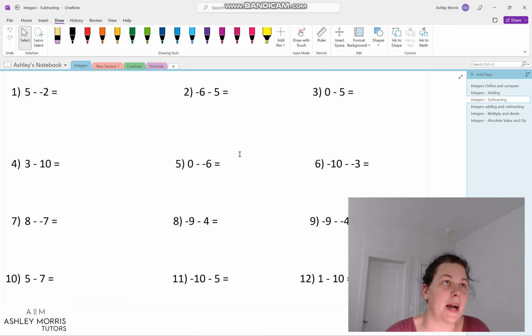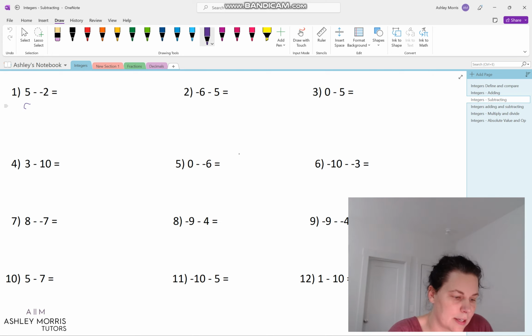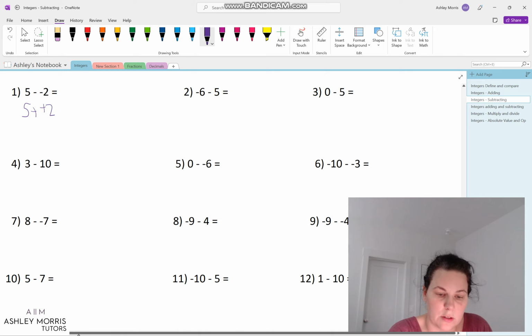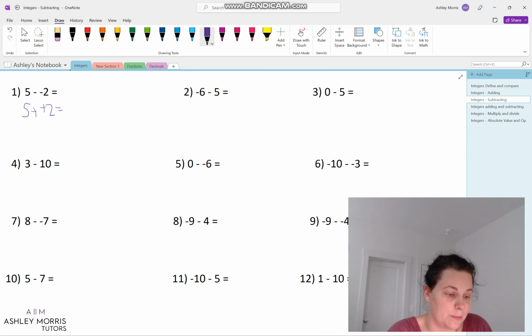I'm going to do the minus a negative and, well, most of these, I'm going to probably do the add the opposite just because that's the most common. So 5 minus negative 2. The 5 stays the same. The minus becomes a plus. Whatever this 2 is, we change its sign. So that becomes a positive 2. So now it's just 5 plus 2. 7.